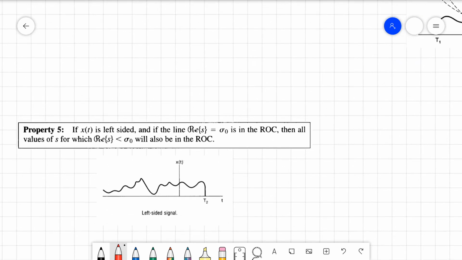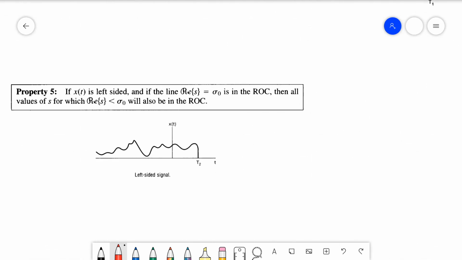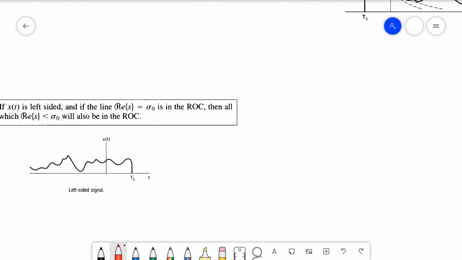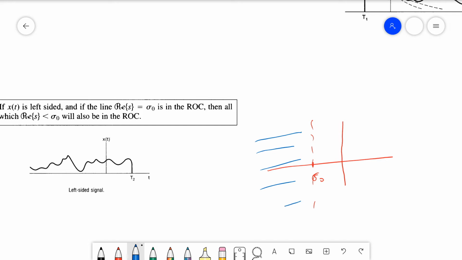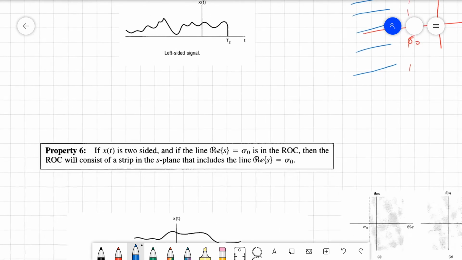And similarly, for the left-sided sequences, the argument is the same, and we can say that if sigma naught is in the ROC, then all the values of s for which sigma is less than sigma naught will also be in the region of convergence. So what do we say? Let's suppose this is the S-plane and this is sigma naught for a left-sided sequence, then this whole plane will be in the ROC. Okay, and similar is the case for the above property as well.